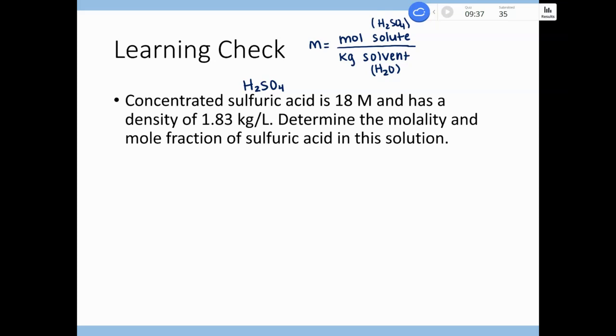We need to find, we're going to assume we have a 1 liter solution since we're given molarity. So we'll say we have 1 liter. We already know that in 1 liter we have 18 moles. So let me write this down. This is 18 moles of sulfuric acid per 1 liter of solution. We need to calculate how many kilograms of water are present in that 1 liter. So how much of the 1 liter is water?